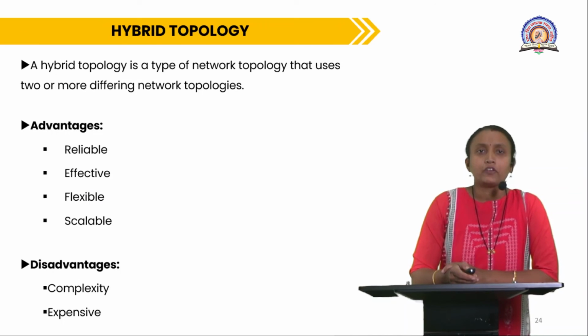Hybrid topology is a type of network that uses two or more different types of network topology that we already saw in the diagram. There are some advantages. Hybrid topology is reliable because it combines the different types of topology, so it combines the different advantages of topologies into a single one. It is effective, flexible, and also scalable. The disadvantage is that it is more complex compared to others because it combines different types of topology into a single one, and it is expensive since there are different types of topology, so the number of links will also increase.